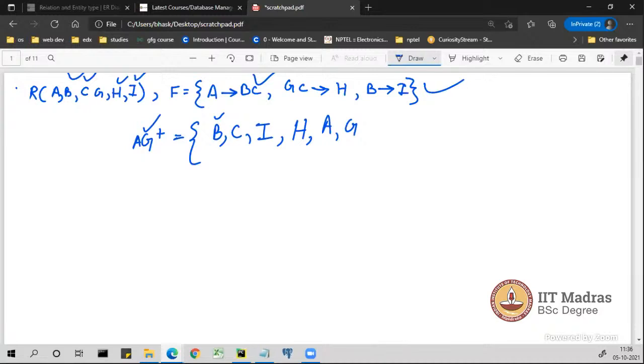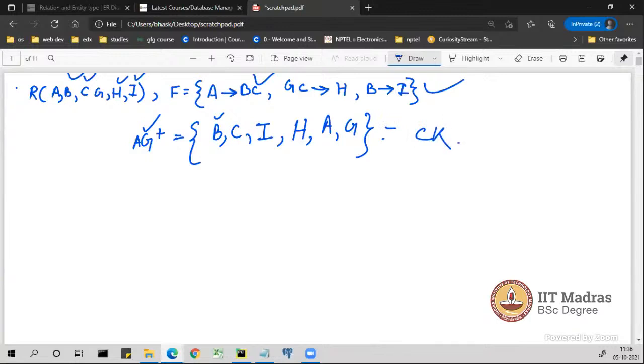So B, C, I, H, A and G. A and G will be trivially there. So I think all the attributes are there. B, C, I, H, A and G. Correct? So the minimal set that I got, which was not on the right hand side, that is AG. And with AG only, I got the whole set, right? Therefore, this is the only candidate key possible.